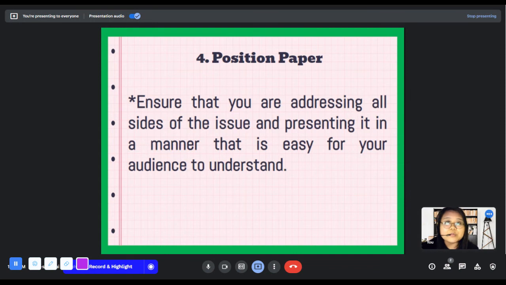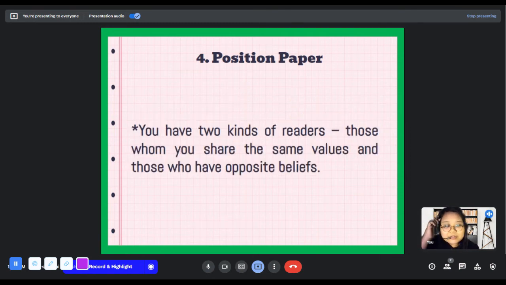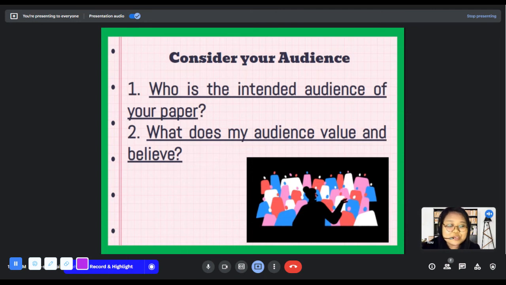Support your argument with evidence to ensure the validity of your claims, as well as to address the counterclaims to show that you are well informed about both sides. Right? And remember, take note of this, you have two kinds of readers: those with whom you share the same values and thoughts, and those who have opposite beliefs. Remind yourself that though you have opposing views, you still respect their views, but still hope that at the end they will take your side. Right? Consider your audience when you are writing.